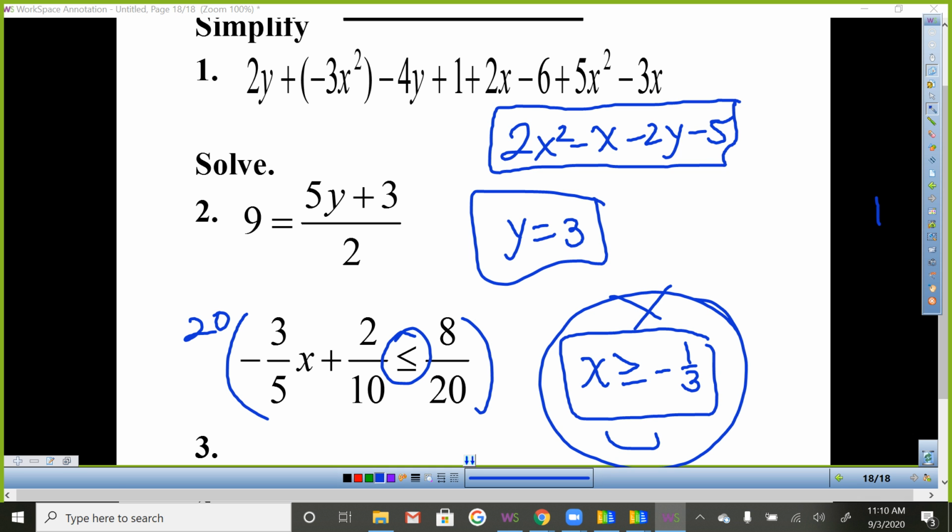All right, so for the warm-up, your answers are on the screen. Make sure you check your work, copy that, and if you notice on number 3 at the bottom, the common denominator was 20, and don't forget to flip the inequality symbol when we multiply or divide by a negative.